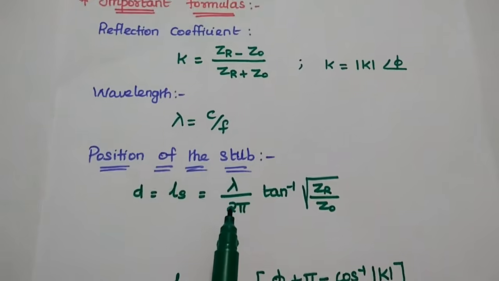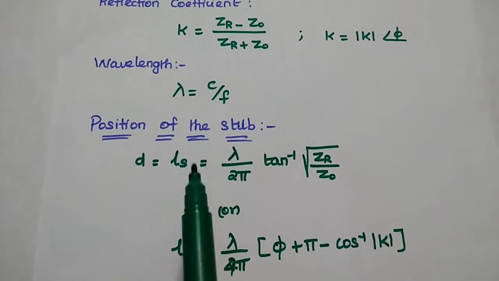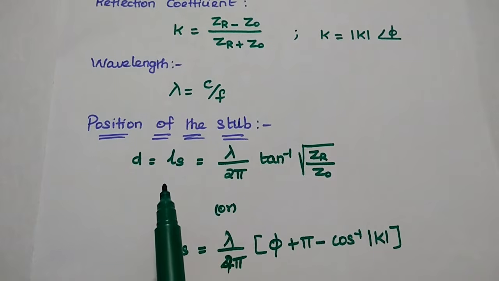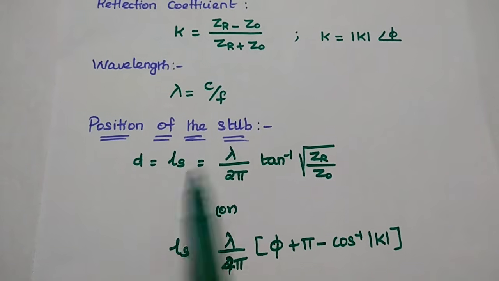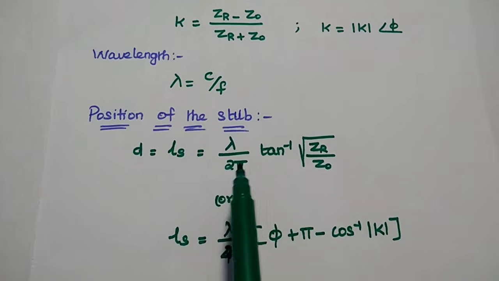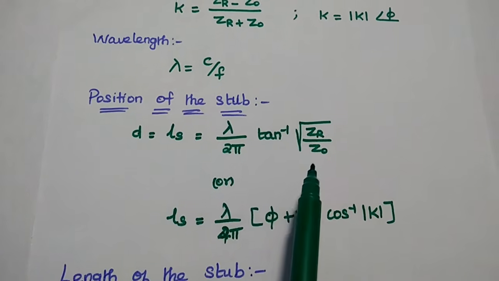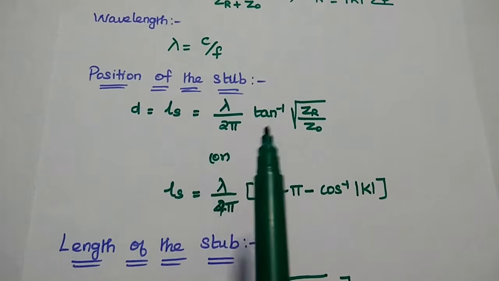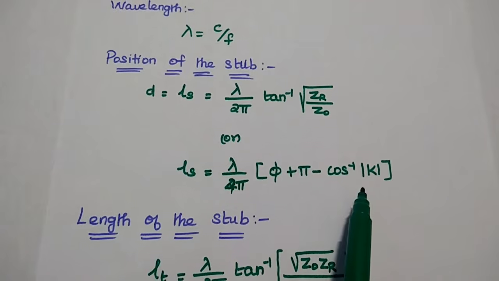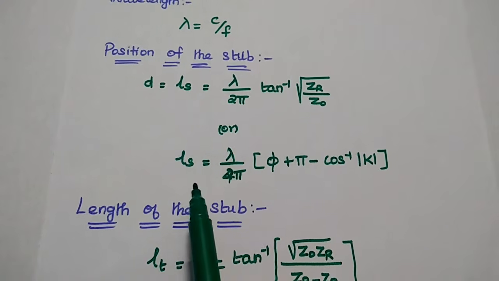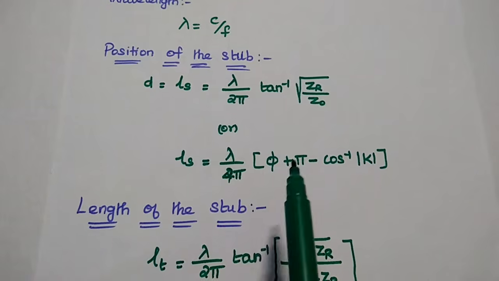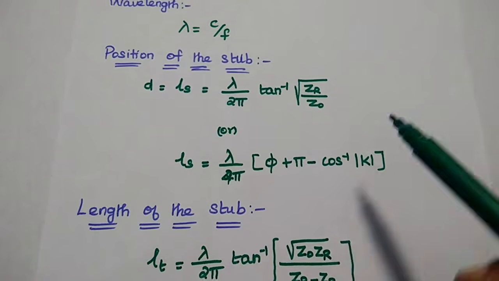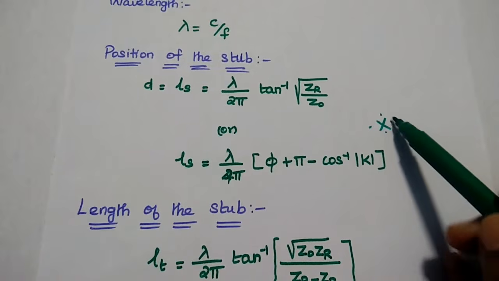So next, the position of the stub. This is very important. The location of the stub, it is given as d or ls, that is equal to lambda by 2 pi tan inverse of square root of ZR by Z0. So this can also be calculated using the reflection coefficient. So here ls is equal to lambda by 4 pi, phi plus pi minus cos inverse of modulus of k. So this formula is very important.